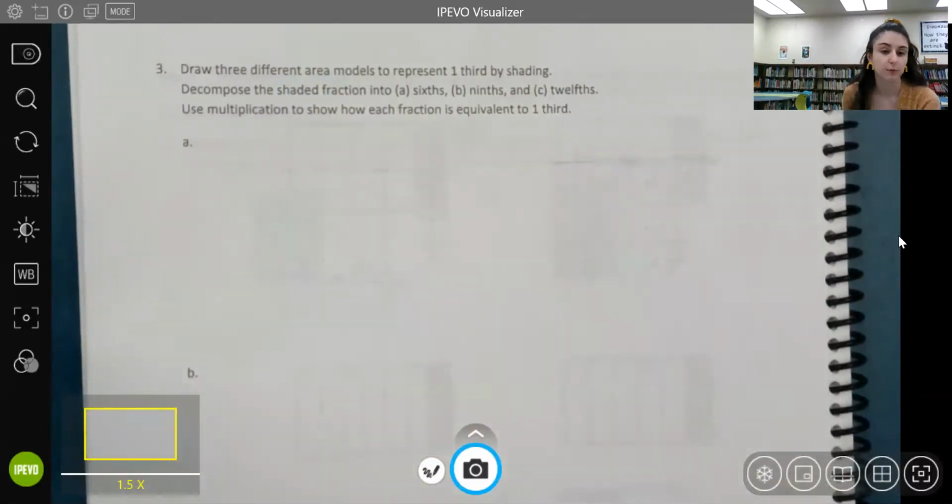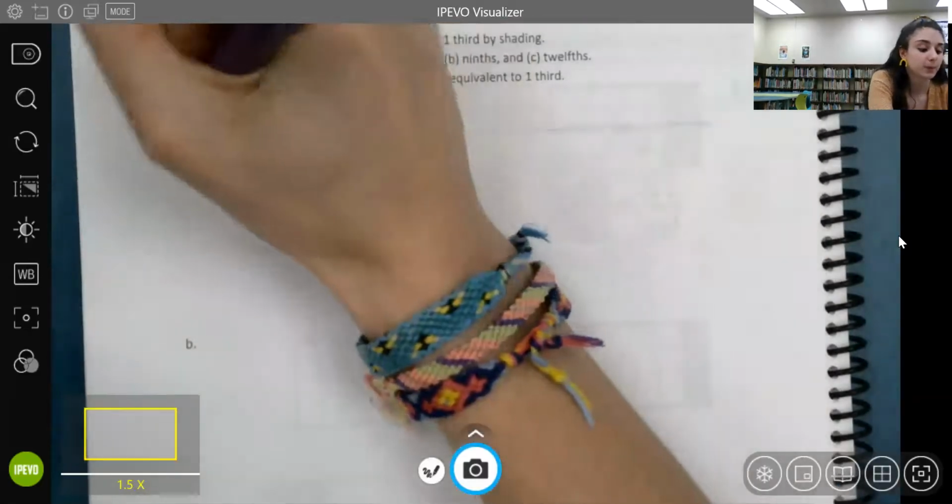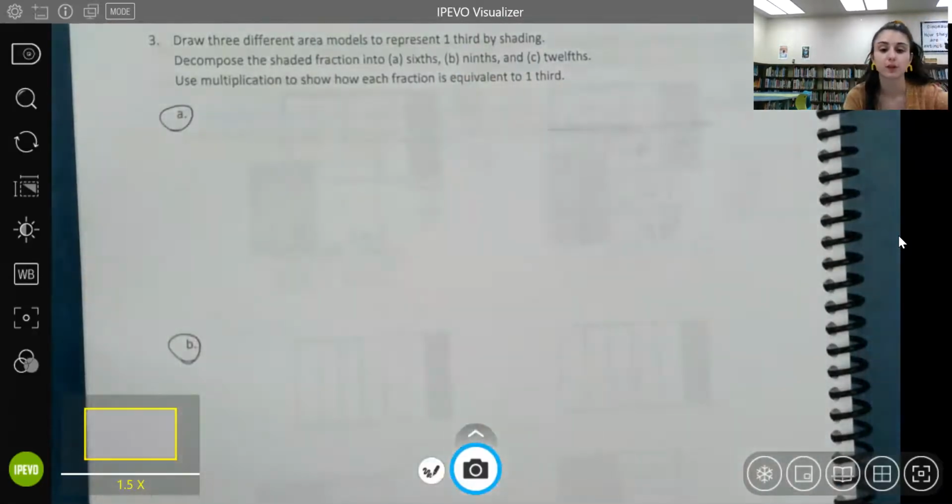So now on number 3, it says draw 3 different area models to represent 1/3 by shading. Decompose the shaded fraction into 6ths, 9ths, and 12ths, and use multiplication to show how each fraction is equivalent to 1/3. So we're just going to do A and B. So what's the first thing we should do?